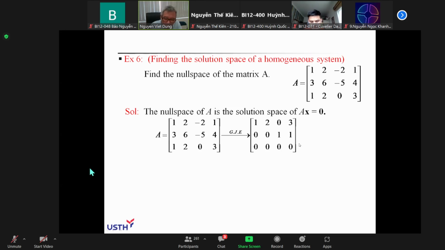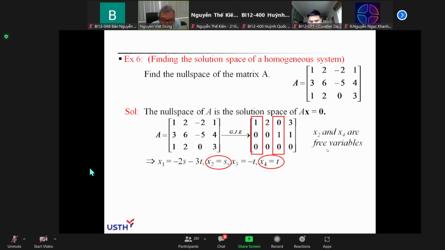Now I call your attention to the columns containing the leading one. It is here. The first column and the third column contain the leading one. The leading one is here, the leading one is there. We have only two columns containing the leading one. Means the other columns do not contain the leading one. And as I told you, the columns which do not contain the leading one correspond to the variables we call the free variables.